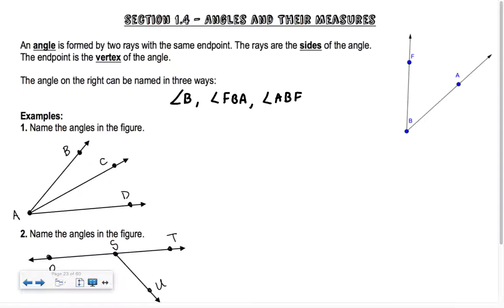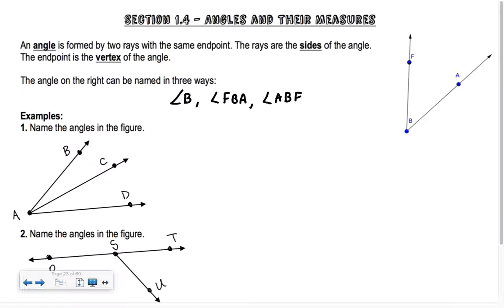Okay, so if I say FBA or ABF, what do you guys notice about the middle of those letters? B's in the middle, and what's B for our angle? It's the vertex, okay? I would never be able to call this angle over here BFA, because that would be the angle right here. That would be this angle, okay? Make sense?